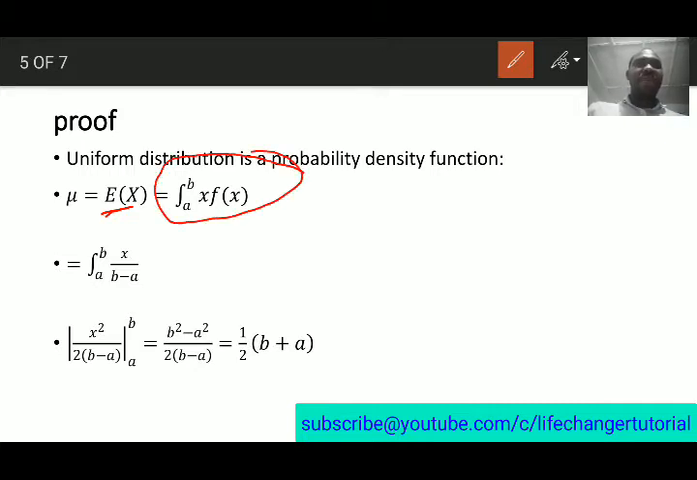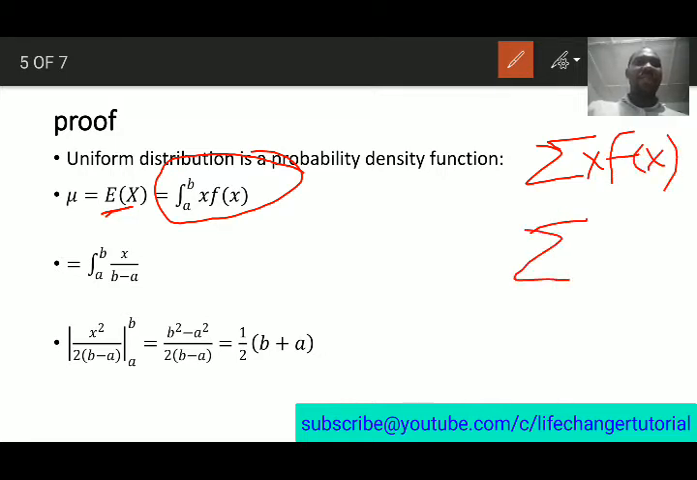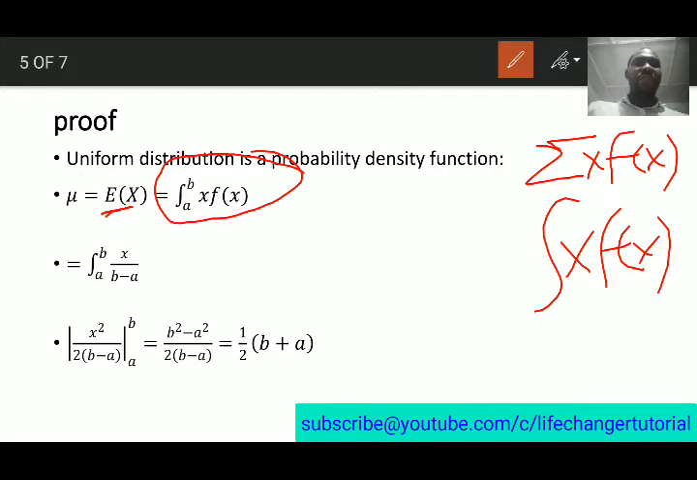You know, we have the probability distribution function, where we use summation of x f of x. But in a probability density function, we use the integral. We use the integral of x f of x.